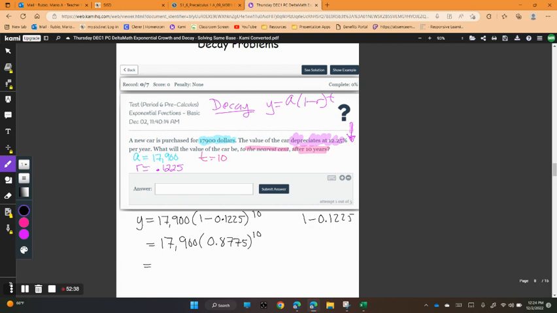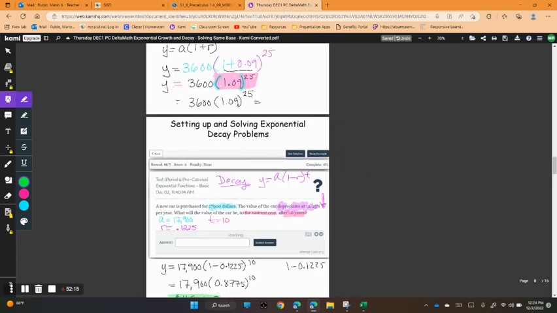17,900 times 0.8775 raised to the 10th power. And you should get an answer of 48,453. If you did not get this answer when you type it into the calculator, you're typing it into the calculator wrong. Okay, let me go back to this one.